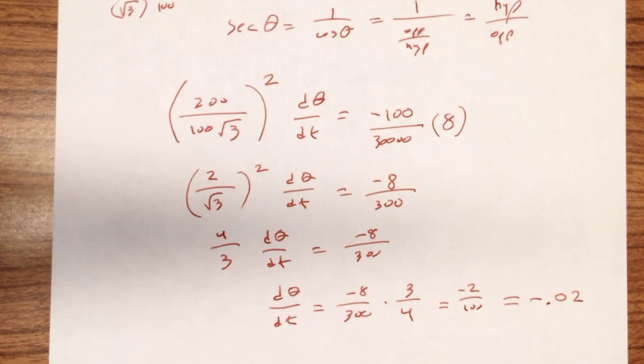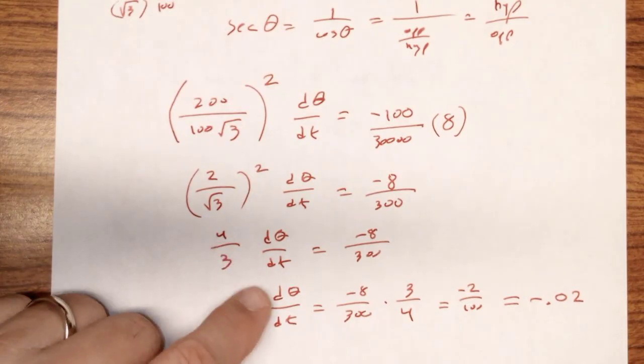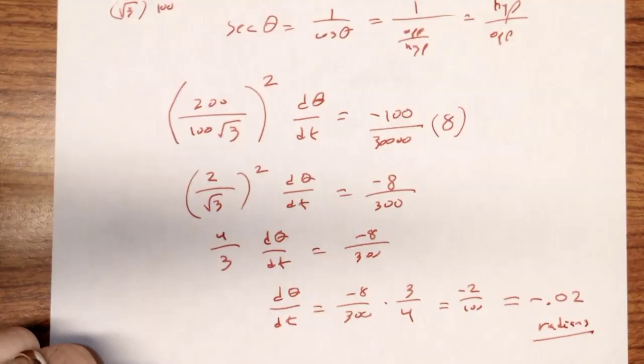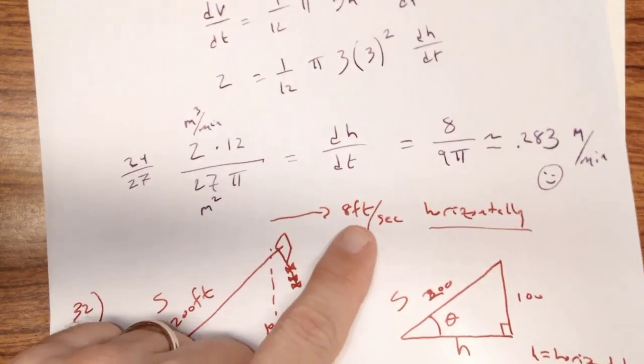What are the units on this? Oh, I'm measuring a change in angle, right? So this is radians per what? Per minute, per hour? Oh, go back up to the original part of the problem. Per second.